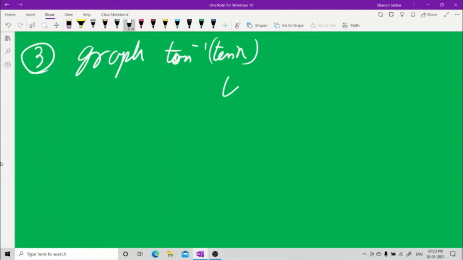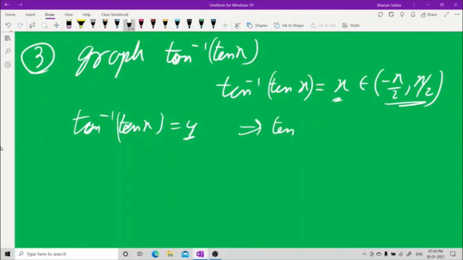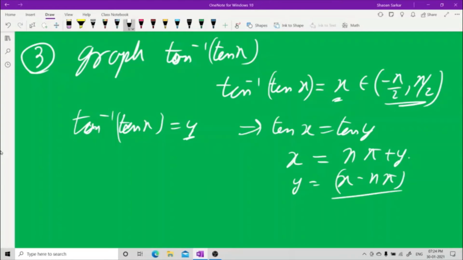Now remember one thing, tan inverse tan x is equal to x only if x belongs to the open interval minus pi by 2 to pi by 2. Fine. That means if I write tan inverse tan x is equal to y, this y is the same as this x and this line here only. So you may write tan x is equal to tan y, and then you can write this as x is equal to n pi plus y, or you can write y as x minus n pi, and then you can write all the lines.